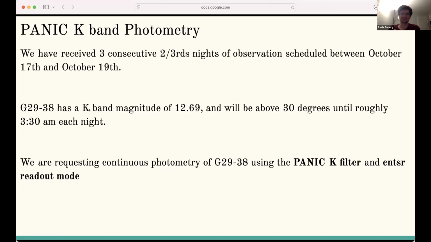So we want continuous photometry of G29-38 using the PANIC K filter, using the CTN RS readout mode. We want this continuous photometry because G29-38's pulsations are on the order of 300 seconds to 1,000-ish seconds. And so having individual exposures on the order of 5 to 10 seconds will allow us to really sample those pulsations extremely well and get the full pulsational light curve throughout the night.